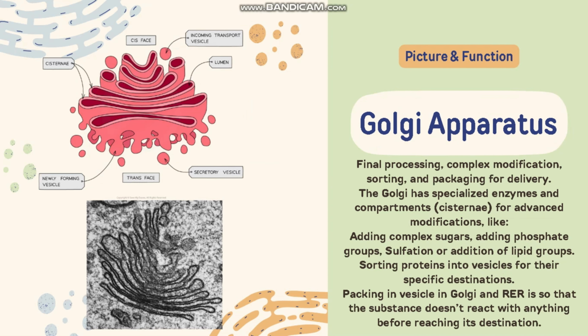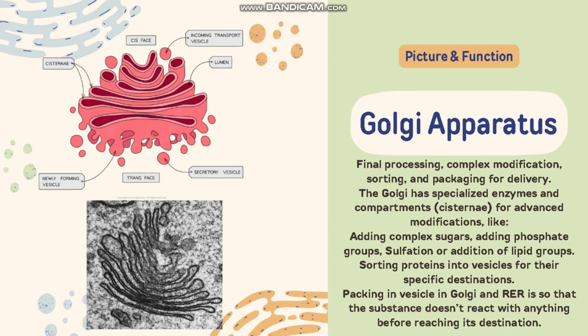Golgi apparatus. Final processing, complex modification, sorting, and packaging for delivery. The Golgi has specialized enzymes and compartments which are called cisternae for advanced modification, like adding complex sugars, adding phosphate groups, sulfation, or addition of lipid groups, sorting proteins into vesicles for their specific destinations.